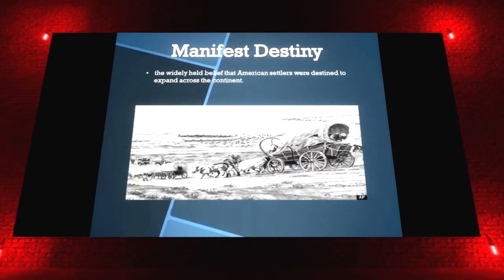Manifest destiny was the idea that God was on the side of American expansion. This belief led the U.S. to annex land all the way to the Pacific Ocean. These annexations eventually led to more conflict over whether these acquired states would be slave or free.